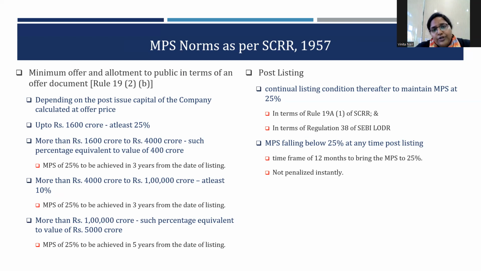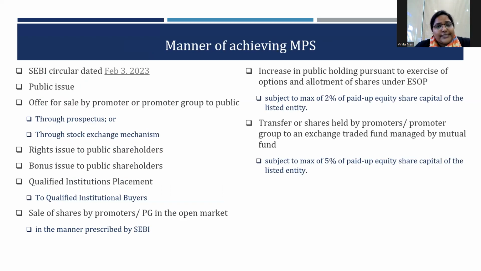as Regulation 38 of Listing Regulations, wherein the listed company at all times has to maintain at least 25% of minimum public shareholding. In case this minimum public shareholding falls below the threshold of 25%, it doesn't become culpable immediately. It does not attract penal provisions instantly. There is a timeline of 12 months available for the listed entities to bring it back or restore the MPS to 25%. But in what manner you can achieve it is also something prescribed by SEBI in terms of circulars issued from time to time.